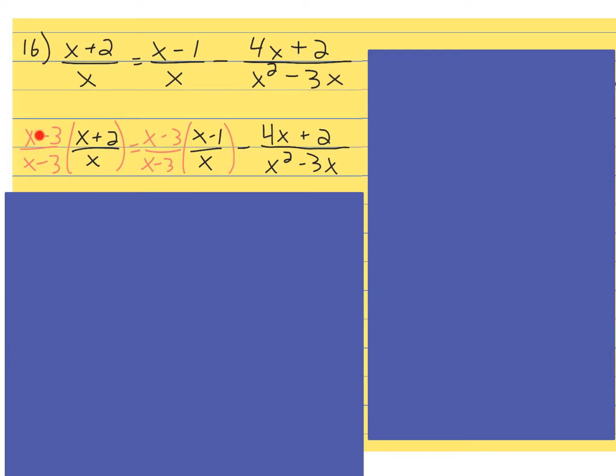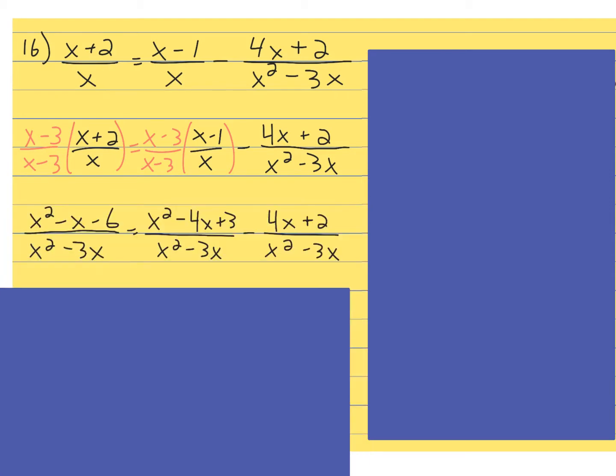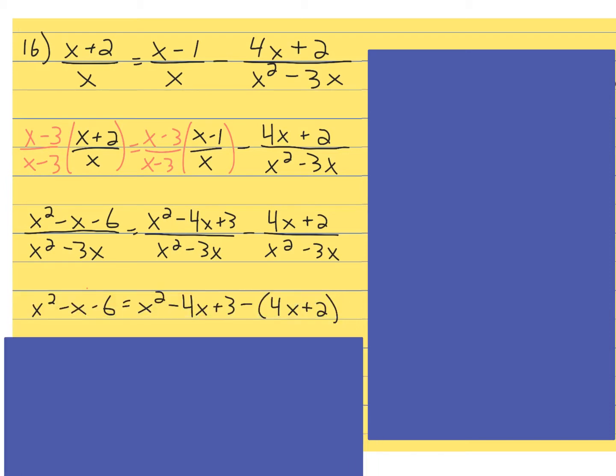So when you multiply this by x minus 3 over x minus 3, you get this right here. And when you multiply this by x minus 3 over x minus 3, you get this here. Now we all have the common denominator, and we could multiply both sides by x squared minus 3x, and we would get our solution. Now, when we do so, what do we get?